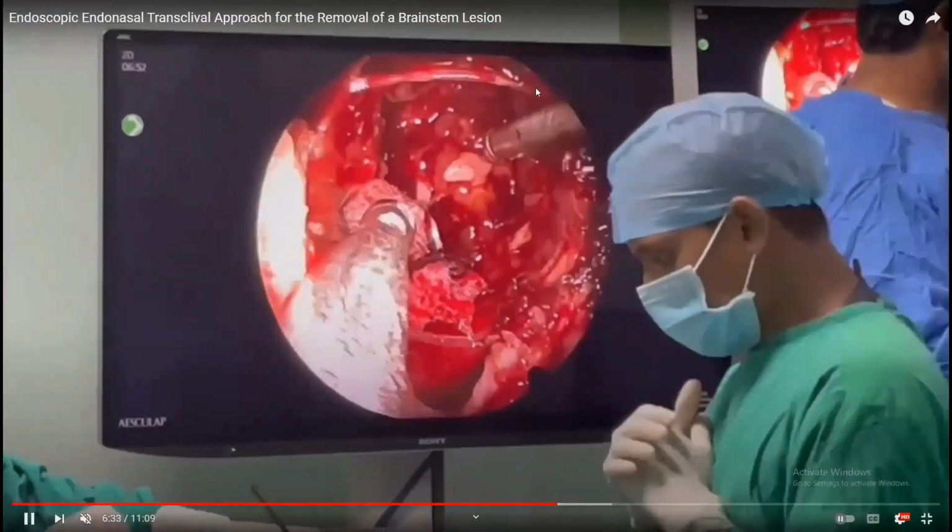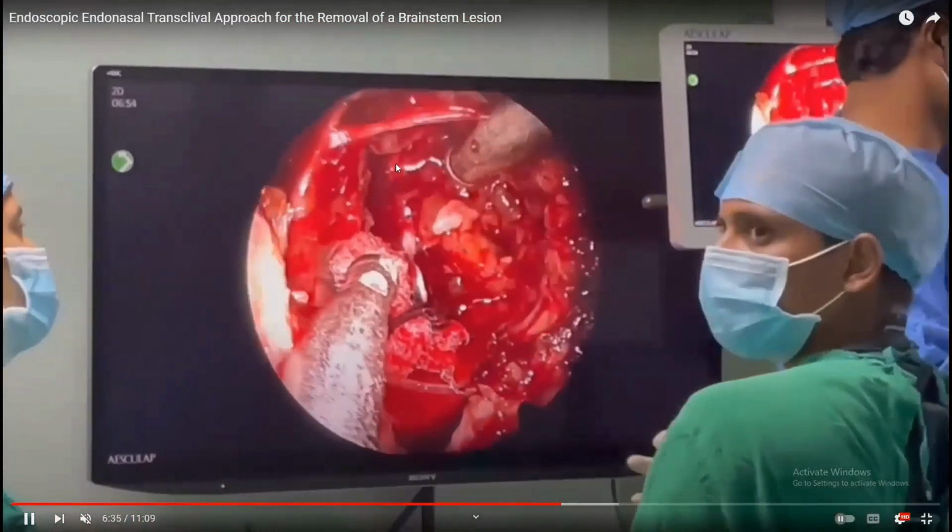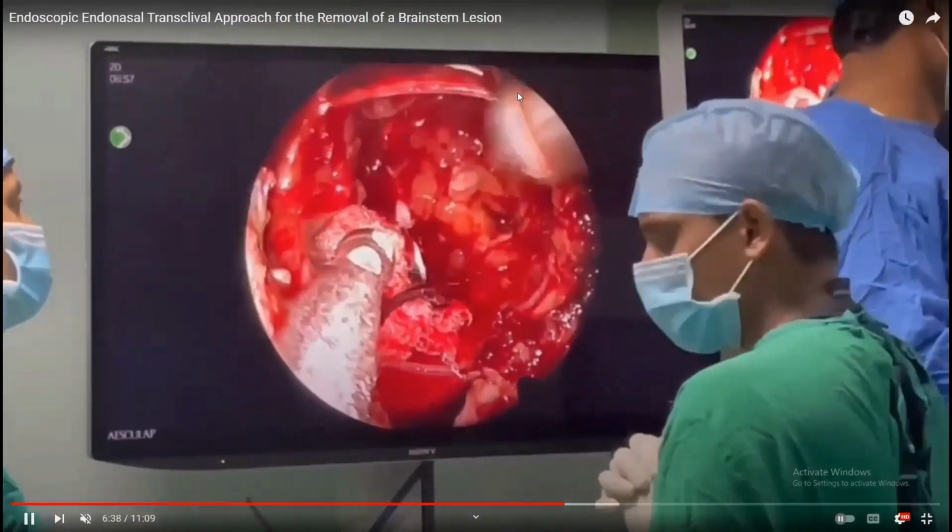That is one perforator. Can you see? That is the basilar perforator. This is the basilar artery. I'm into the brainstem right now. So that's the basilar perforator.